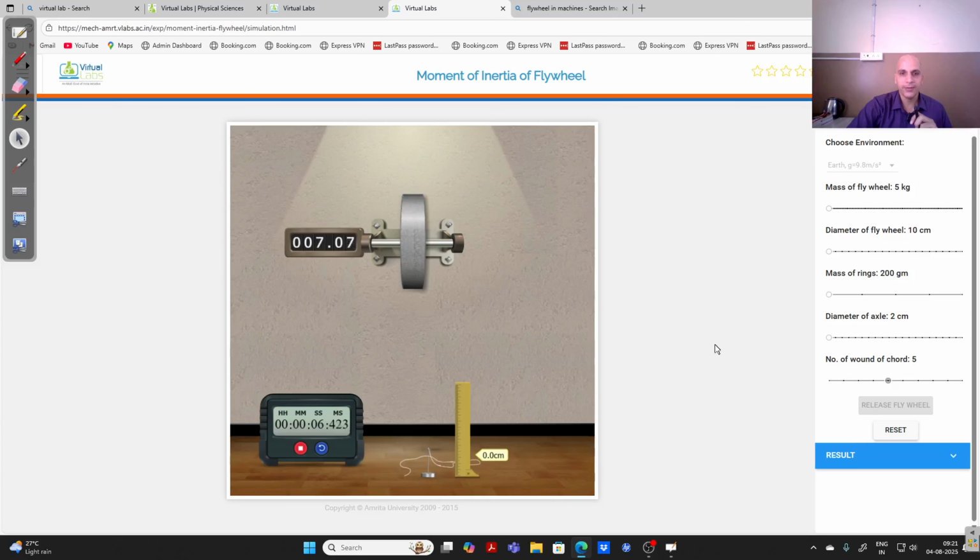You can see here the experiment started. Now the flywheel is released. It is rotating continuously. As I told you, before this mass is detached from here, it will take 5 rotations, right? So small n is equal to 5. We are measuring now the capital N, right? So wait till it gets stopped.